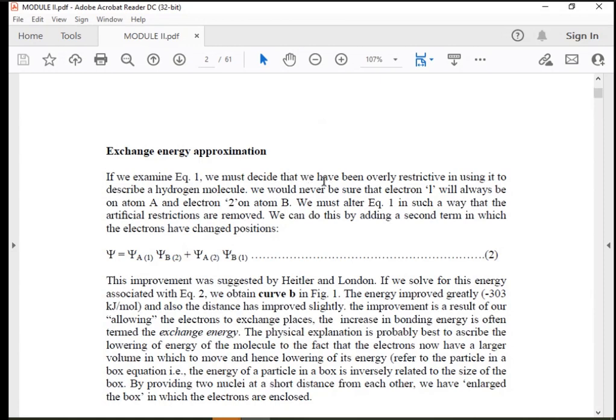We decide that we have been overly restrictive in using it to describe the hydrogen molecule. Because if we use that equation, this actually doesn't tell the true picture, and we would never be sure that electron 1 will always be on atom A and electron 2 on atom B. And we must alter equation 1 in such a way, and we should remove the artificial restriction also.